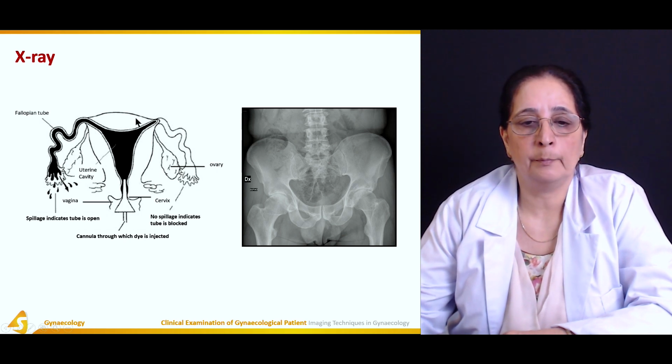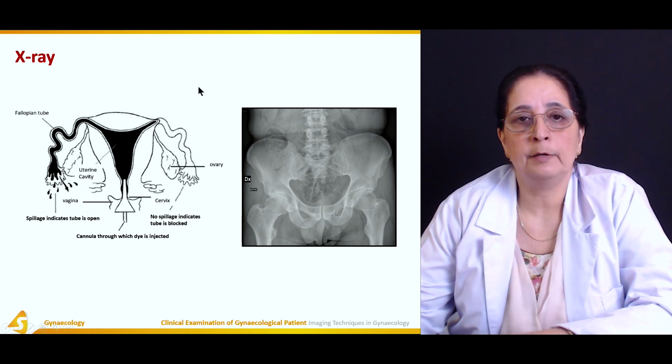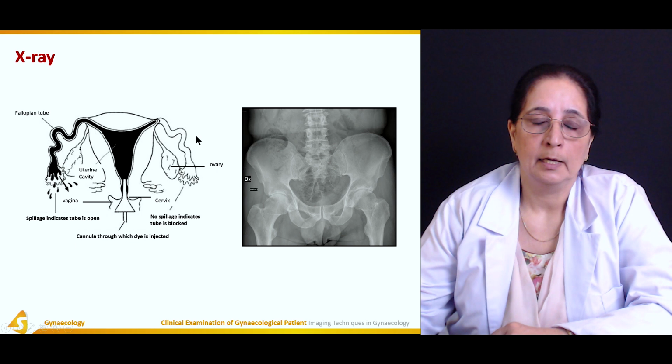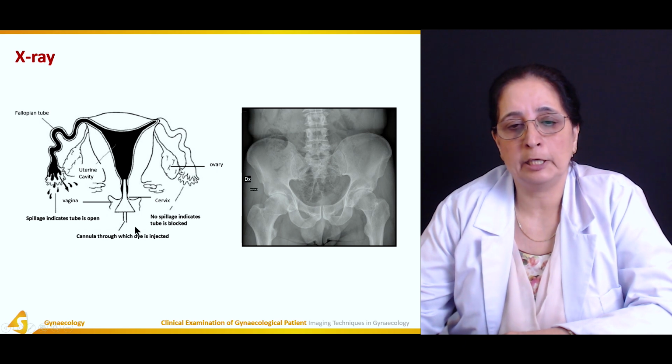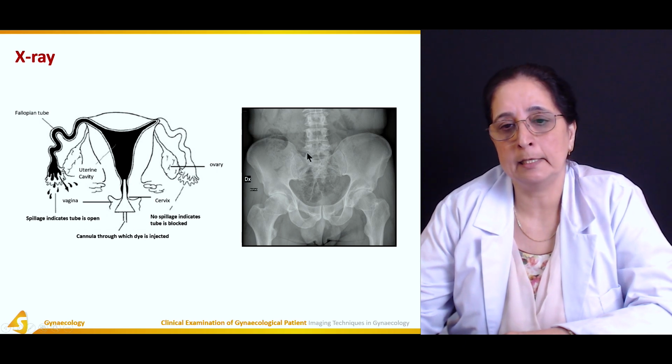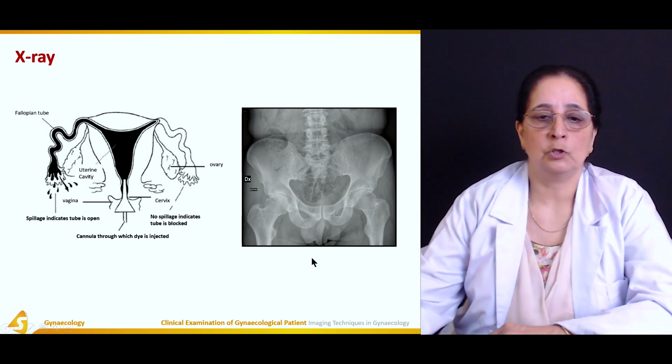This is an important test done in infertility to find out if the fallopian tube is blocked, then the chances of conception are rare. So this is performed by injecting the dye and then taking the picture, which shows if the dye is spilled out or not.